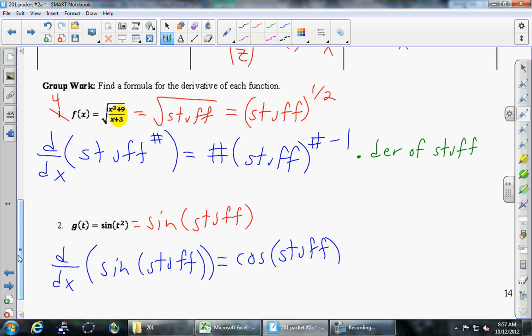That's the f prime. That's the outer derivative. But we always need to tack on at the end the derivative of the inside. And so again, in green, I'm going to write this same exact thing every time: you need to multiply by the derivative of the stuff.